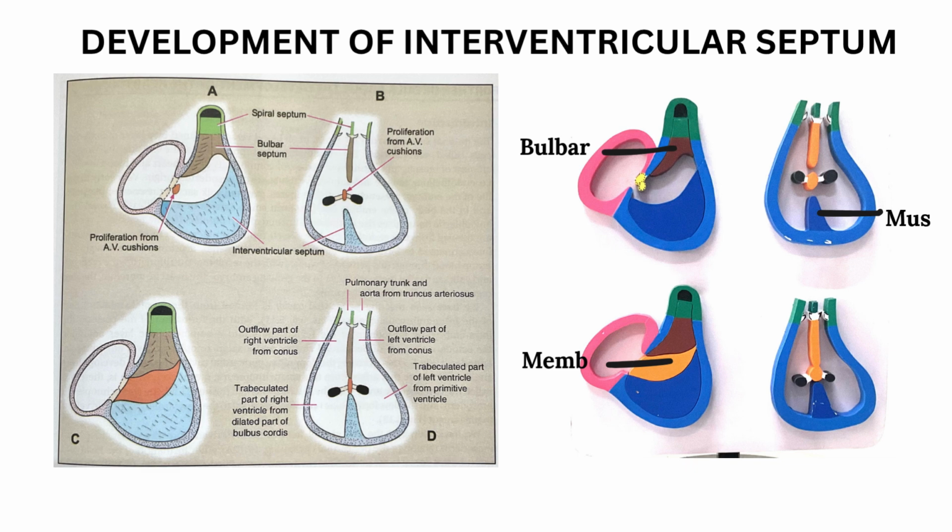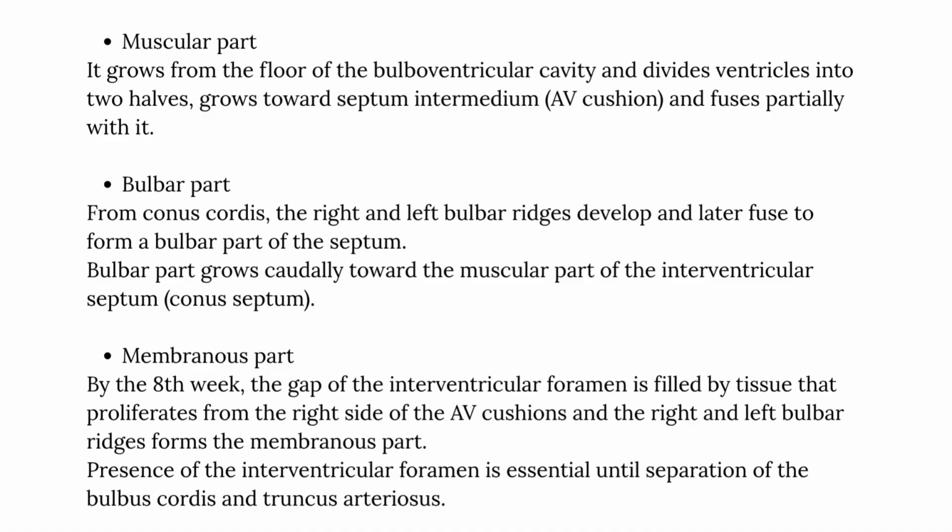Muscular part. It grows from the floor of the bulboventricular cavity and divides the ventricles into two halves, grows toward the septum intermedium, AV cushion, and fuses partially with it. Bulbar part. From the conus cordis, the right and left bulbar ridges develop and later fuse to form the bulbar part of the septum. The bulbar part grows caudally toward the muscular part of the interventricular septum, the conus septum.